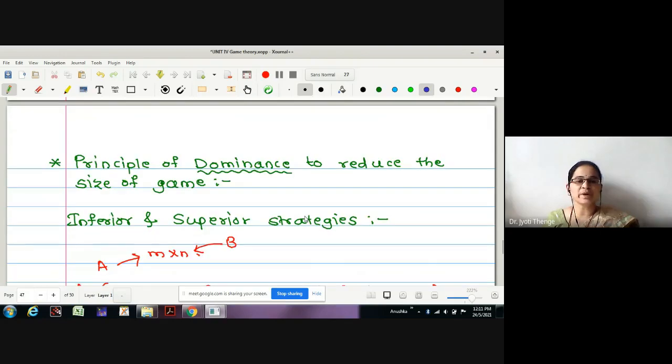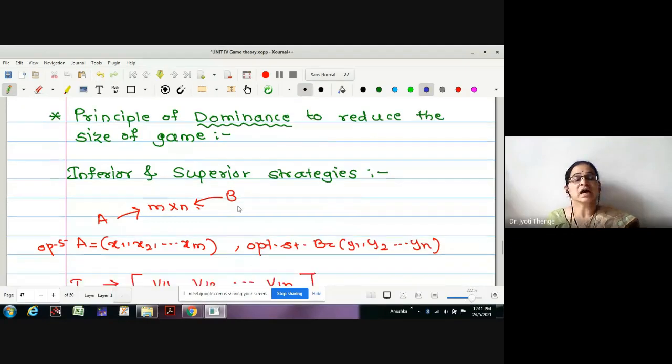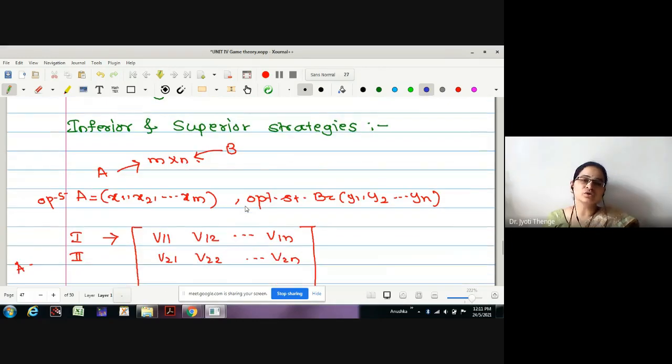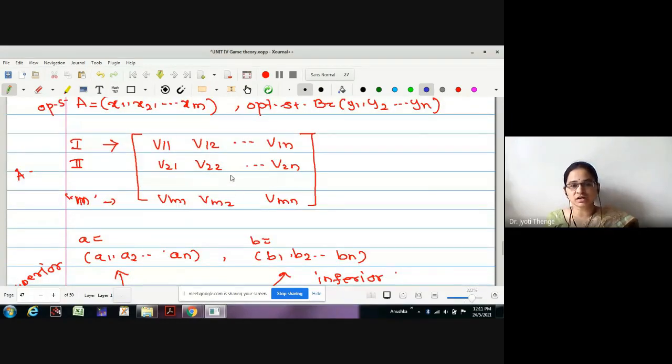Then we saw the principle of dominance to reduce the size of a game. Whatever the size of your payoff matrix, one can use the principle of dominance to reduce its size, or try to convert this m by n game matrix to 2 by 2. Once we reduce it to 2 by 2 type, it will be easier for us to use the arithmetic method. This is the general game.